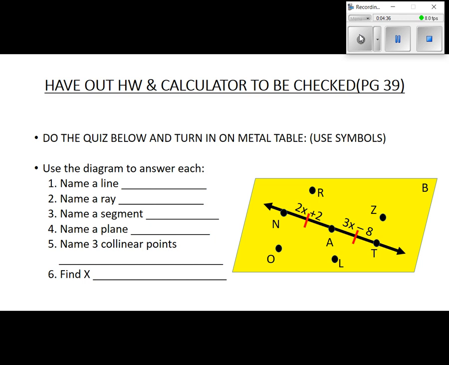You know what? As a matter of fact, I'm going to tell you guys a little secret. When I grade these, do you think I even look at these letters? I don't even look at them. All I care about is what were we naming? A line. So what symbol should you have? Line symbol. And how many letters? 2. That's all I look at.